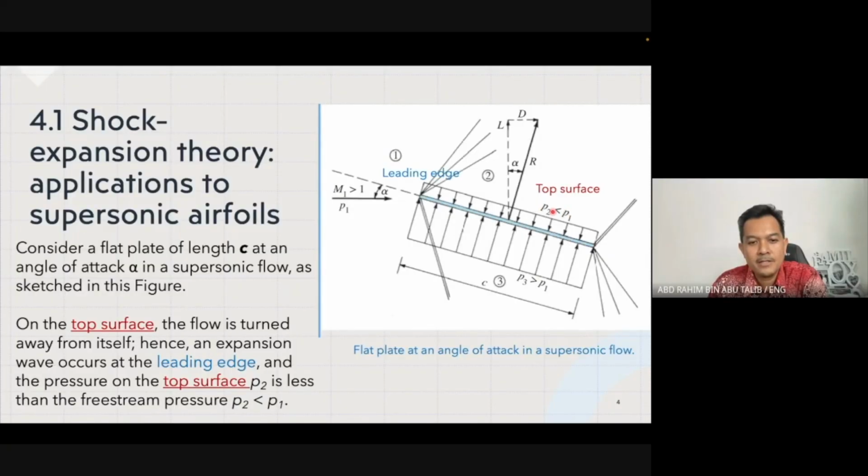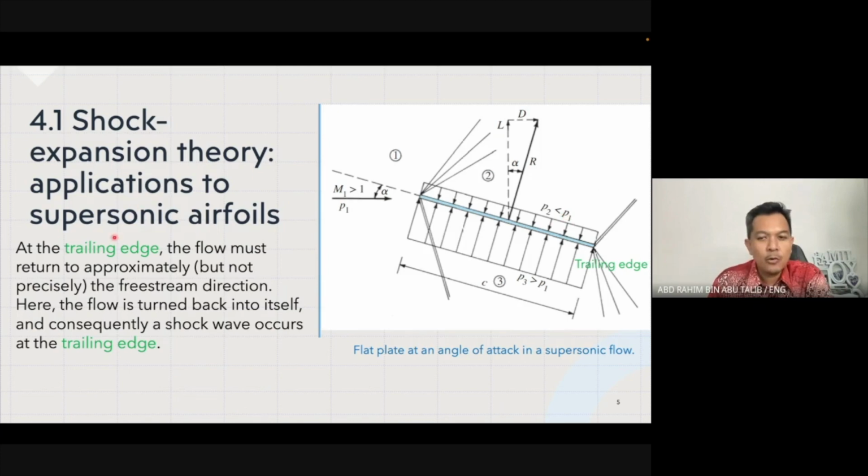P2, whereas the pressure on the top surface is now less than the free stream pressure, right? So we can say that P2, the pressure on top of this surface, is less than the free stream pressure. Okay, P2 is less than P1, right? So what happened next? Basically at the trailing edge.